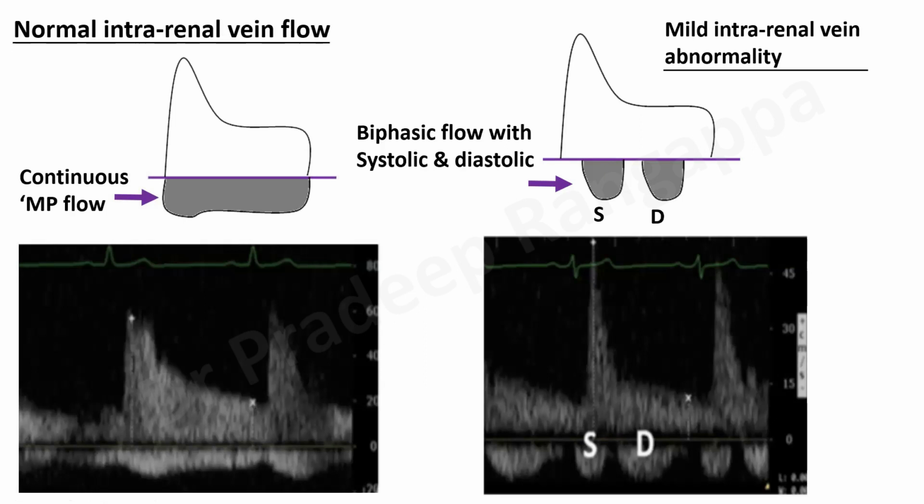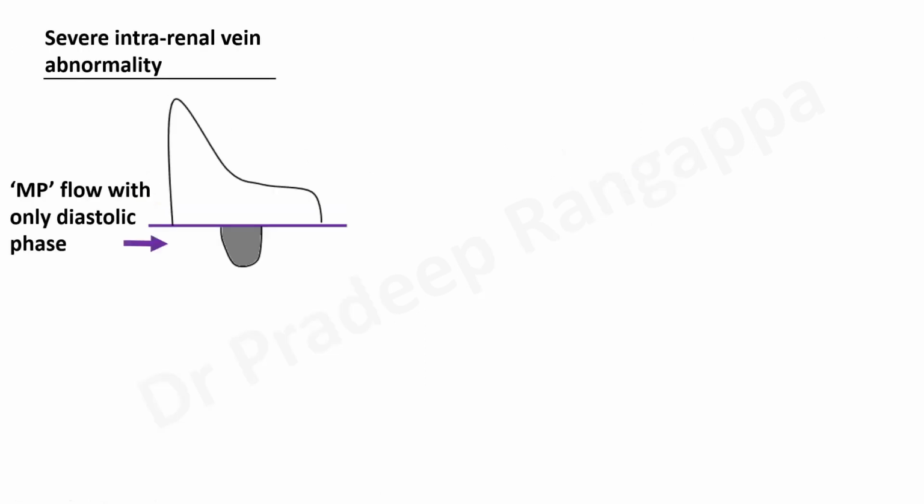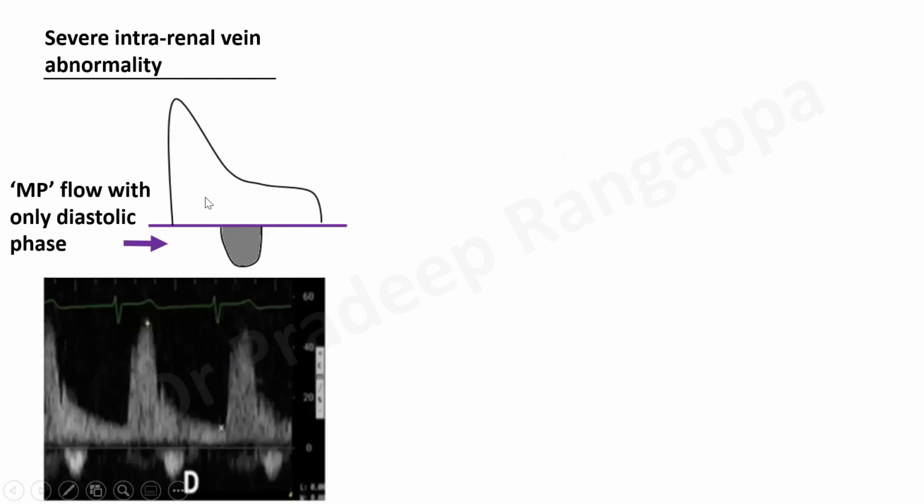In severe renal vein abnormality, you will see only diastole. The flow will be monophasic, but there will be only one diastolic component. So normal is a monophasic flow without separate systolic and diastolic phases. Mild has a systolic and two blobs like this. And if it is a severe impairment, you will see only the diastolic phase. This is how you see it. In the ultrasound waveform, it looks like this. This is the D wave that you would see, only diastolic. So this is severe intrarenal impairment.